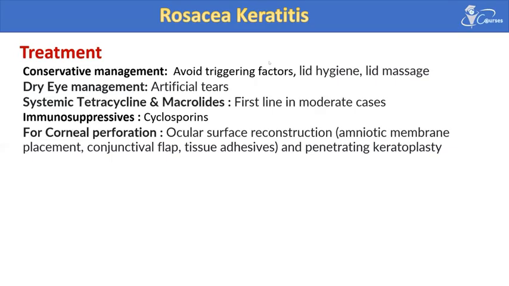But here in rosacea keratitis, there are no autoimmune antibodies against the stroma. It is just a disease of the skin that affects the lid and will result in severe dryness that, secondary to it, will affect the cornea. So there are no autoimmune antibodies against the cornea here. Bear that in mind.